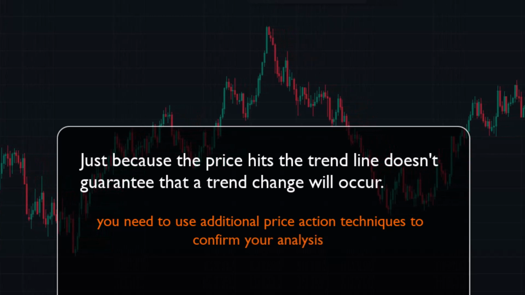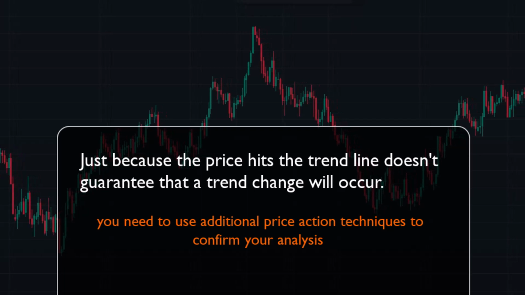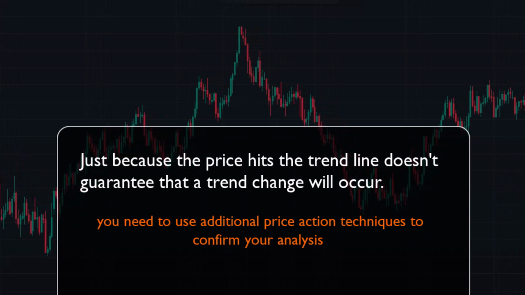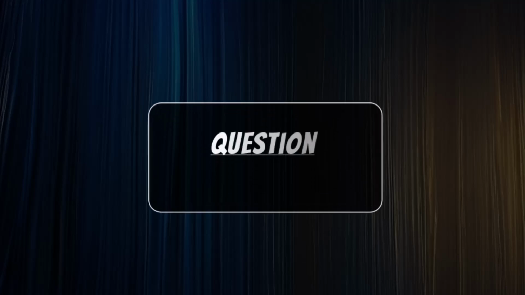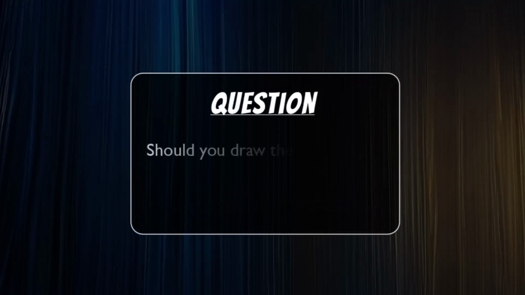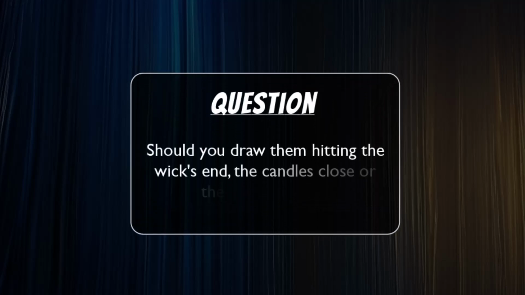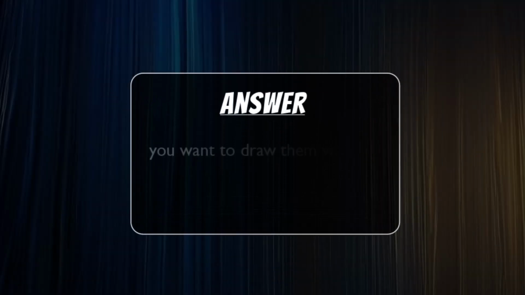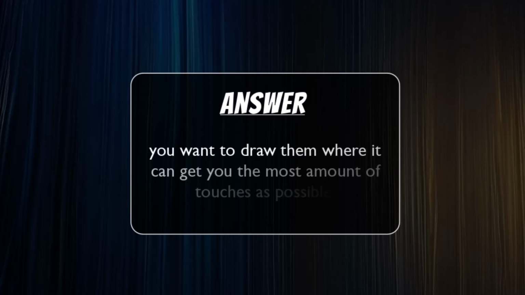So now I'm going to show you a simple way of drawing trend lines effectively. One of the most common questions that beginners ask when drawing trend lines is, should you draw them hitting the wick's end, the candle's close, or the candle's body? Well, the answer is, you want to draw them where it can get you the most amount of touches as possible. Let me give you an example.